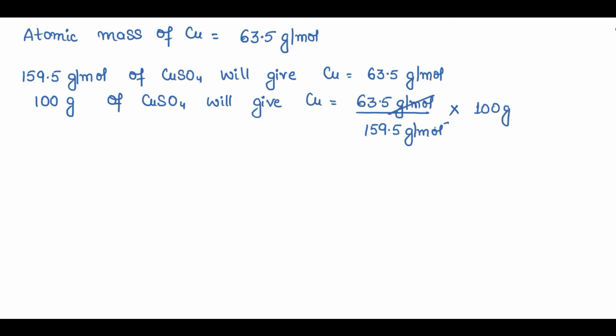I'll cancel this gram per mole with this gram per mole. 63.5 into 100, the answer will be 6350 divided by 159.5. Units, I am having gram only. So 6350 divided by 159.5, the answer will be 39.81 gram. That means 100 gram of copper sulfate will give 39.81 gram of copper.